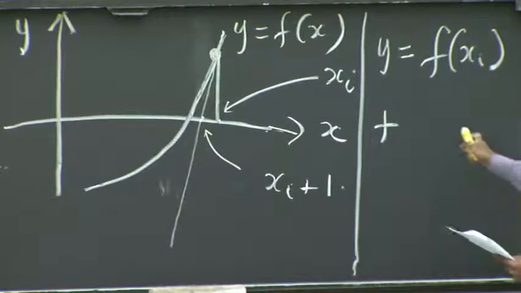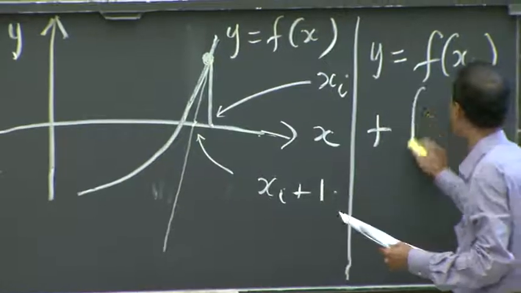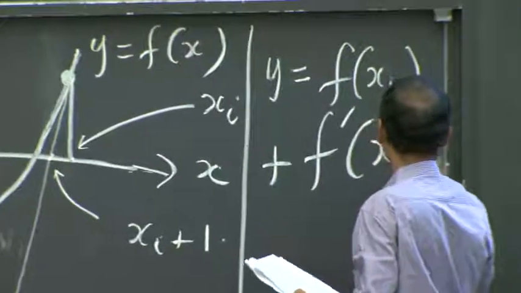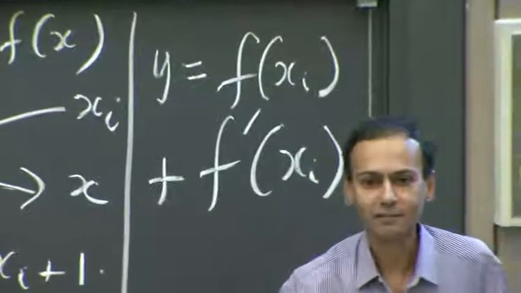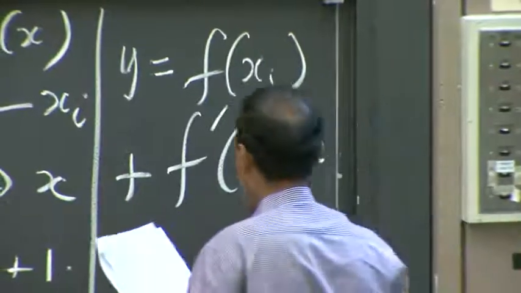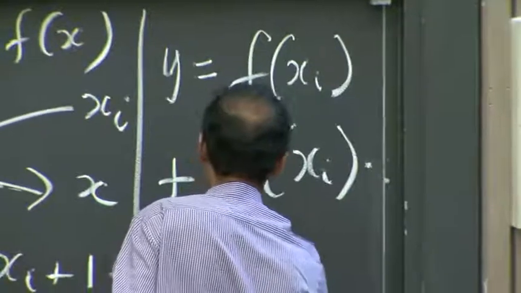Right. So what do we have here? So we have f prime xi. Now, come on, let's finish it. Times x minus xi. Thank you. Okay, so now I get it.